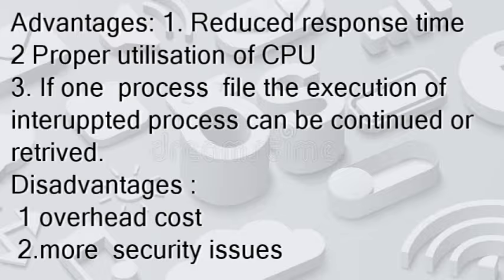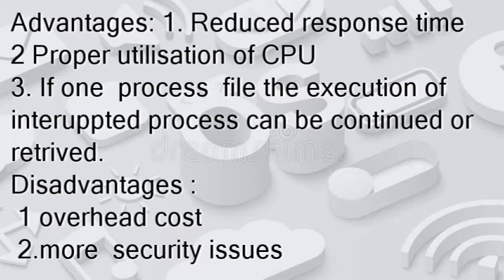Let's talk about the advantages and disadvantages of the multiprocessing operating system. As we said, we have multiple CPUs present to complete a job. The advantages of multiprocessor: first of all, it reduces the response time. Number two, proper utilization of CPU, because we have divided the jobs accordingly. Third, if one processor fails, the execution is interrupted but it can be continued or retrieved. Like if one CPU fails, it can be continued with another CPU and we can work upon the desired job.